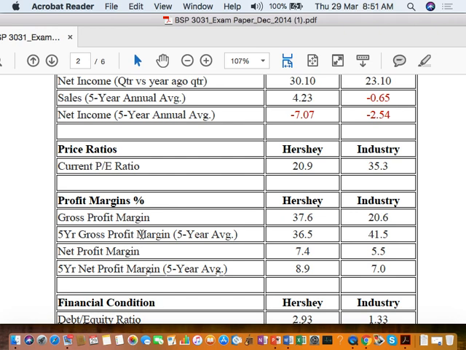Who are the accountants here? Put your hand up, finance people. Anybody here have an IT background? Anybody want the price earnings ratio? Who is interested in a price earnings ratio?